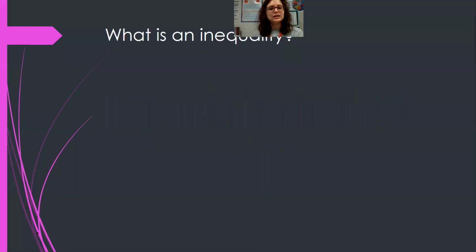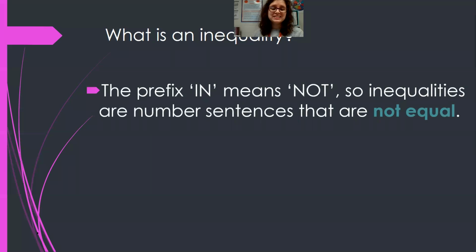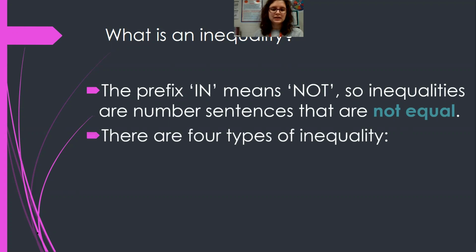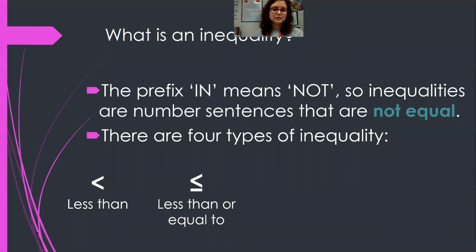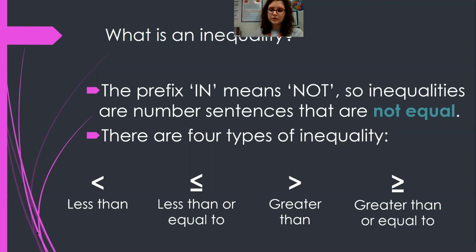So what is an inequality? The prefix in in the word means not. So inequalities are number sentences that are not equal. They don't use equations or equal signs. There are four types of inequality: less than, less than or equal to, greater than, and greater than or equal to. So we'll look at how to solve with these four inequality symbols when we just have one operation.